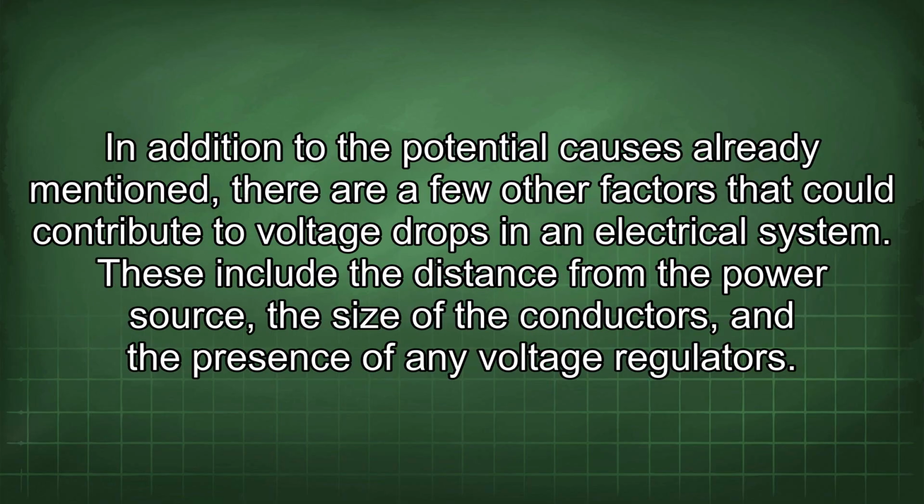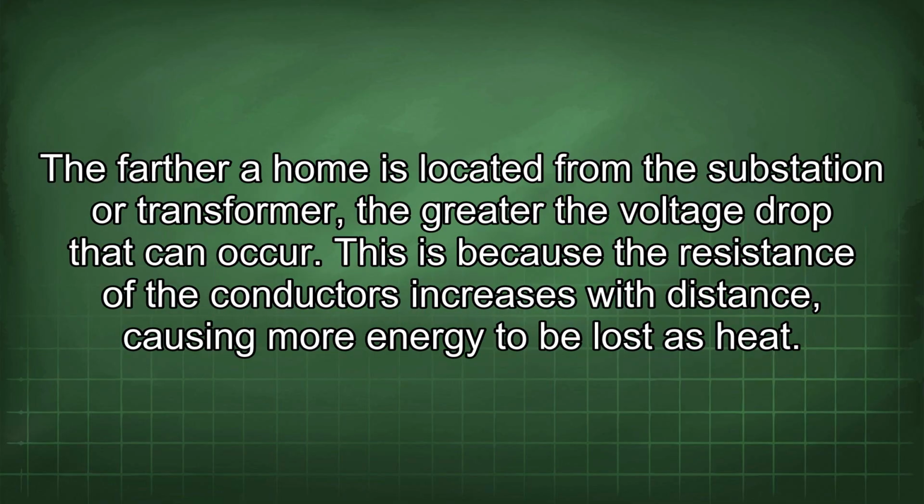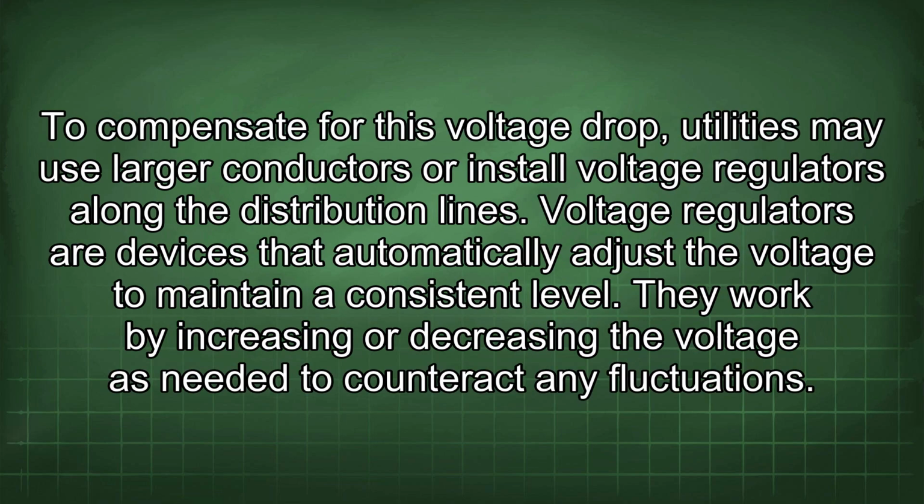In addition to the potential causes already mentioned, there are a few other factors that could contribute to voltage drops in an electrical system. These include the distance from the power source, the size of the conductors, and the presence of any voltage regulators. The farther a home is located from the substation or transformer, the greater the voltage drop that can occur. This is because the resistance of the conductors increases with distance, causing more energy to be lost as heat. To compensate for this voltage drop, utilities may use larger conductors or install voltage regulators along the distribution lines.